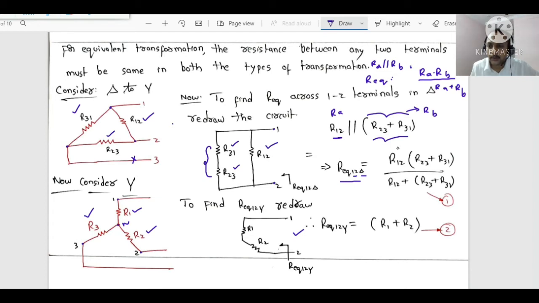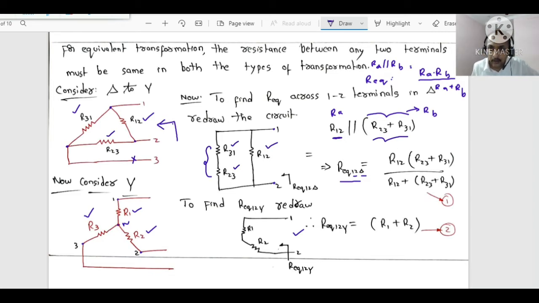Now let me consider this as the first equation. So far clear? I repeat again, dear students. We want to find the equivalent resistance between 1 and 2, looking into the circuit. If you observe, R31 and R23 are in series, and the entire combination is in parallel with R12. That is what we have written here. R12 parallel with (R23 plus R31). Now we know from the basics, if two resistors are in parallel, the equivalent resistance is RA into RB whole divided by RA plus RB. That is what we have done here.